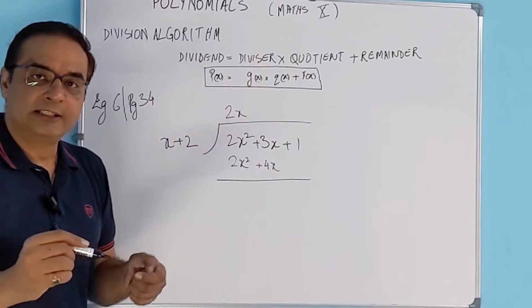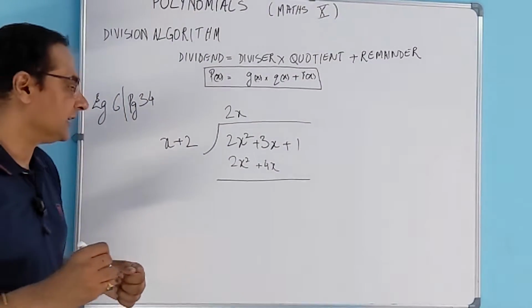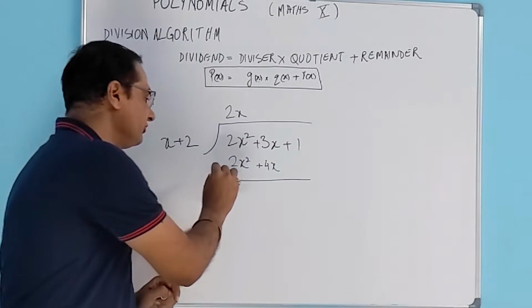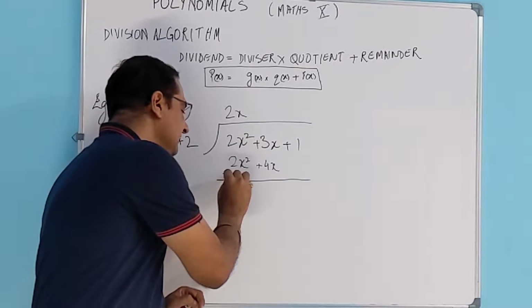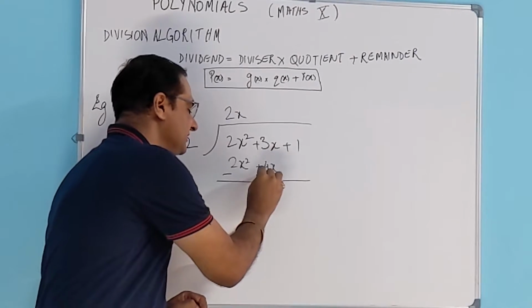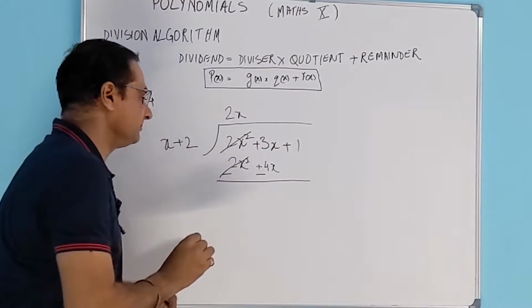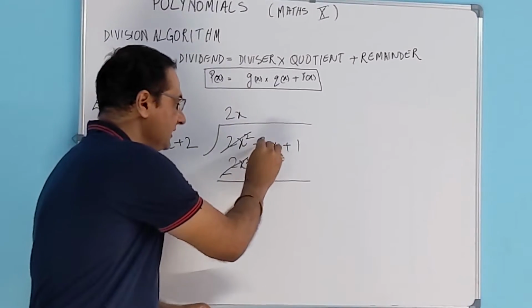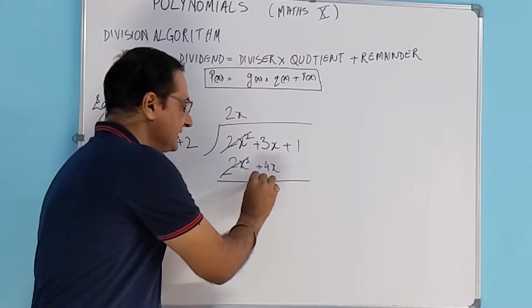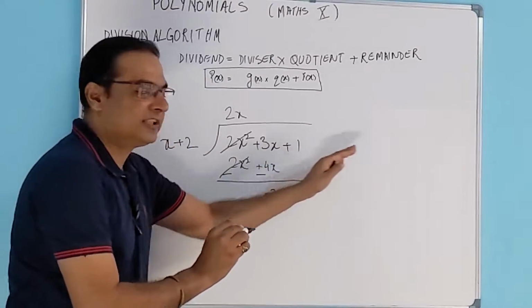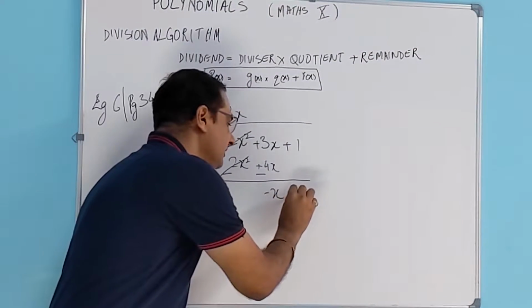Now what have we learned in division in earlier classes? We need to subtract this from the dividend. So we reverse the sign here. Since it was positive, it becomes negative. In the same way, we eliminate the first term. What are we left with? This is positive 3x, this is negative 4x. So this is negative x. And then whatever terms we have, we just write as is.